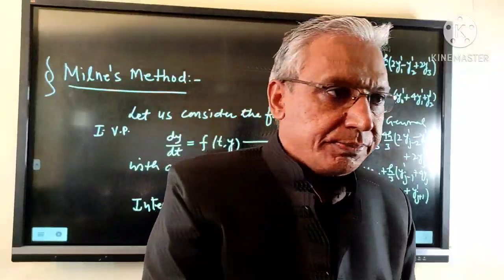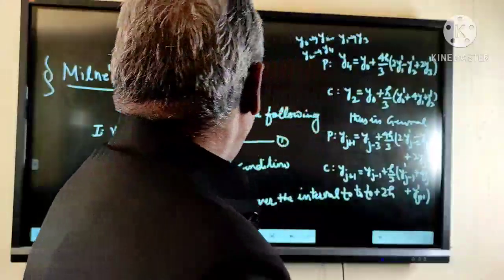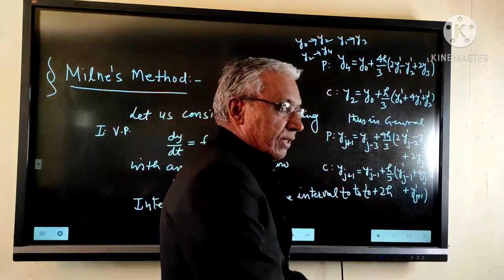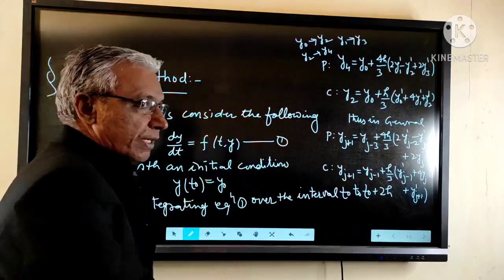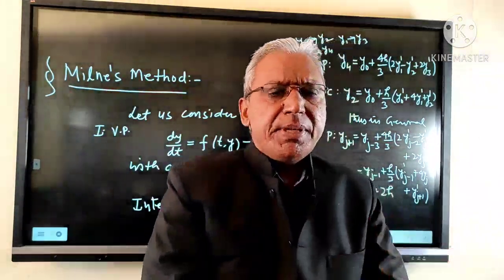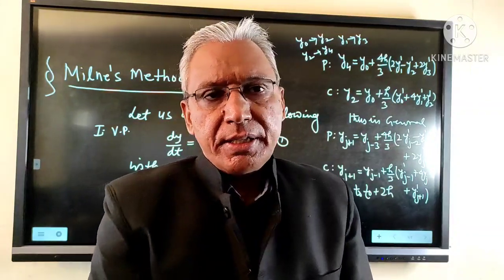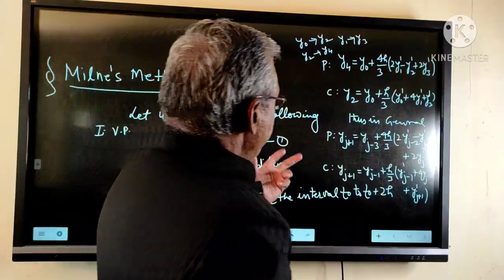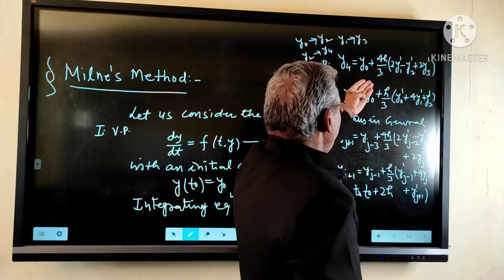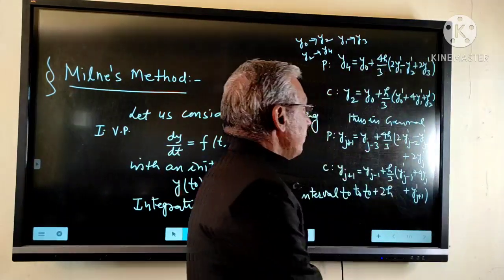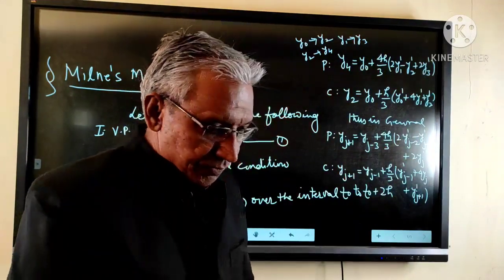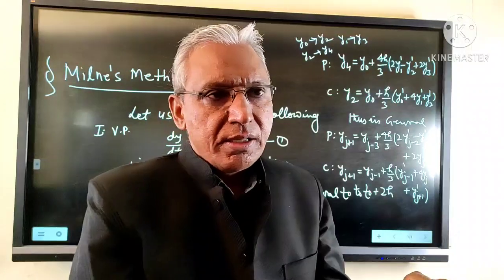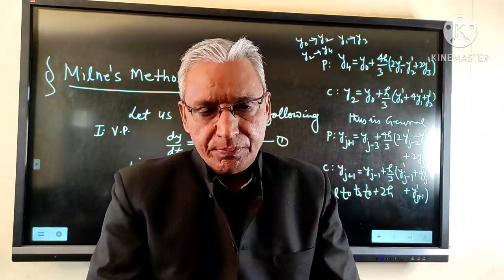Good morning, students. Today we will derive the Milne's corrector formula for solving the initial value problem. In the previous lecture, we derived the Milne's predictor formula, which is given by y4 equals y0 plus 4h by 3 times (2y1' minus y2' plus 2y3'). This is known as Milne's predictor formula.